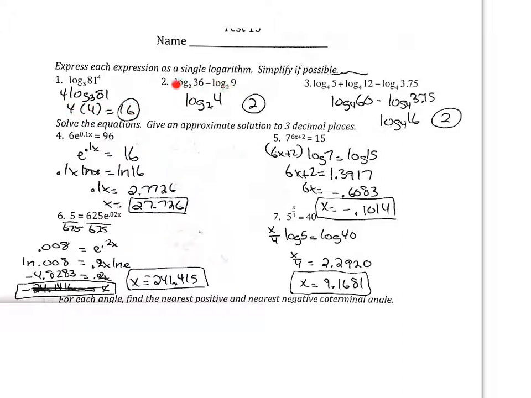Number 2, you do subtraction. When you subtract, you really divide. 36 divided by 9 is 4. That gives you log base 2 of 4. Do the finger thing. 2 to what power is 4? 2.